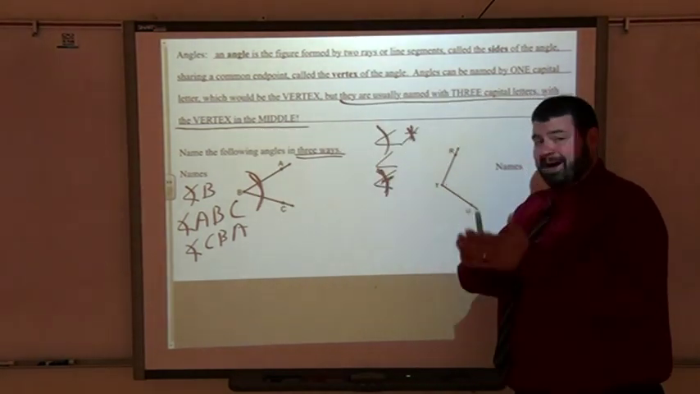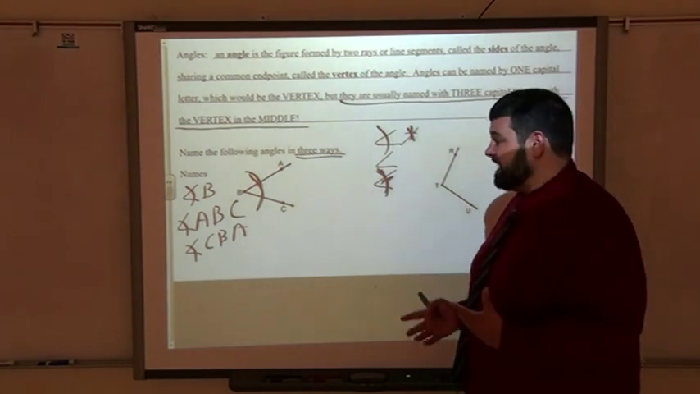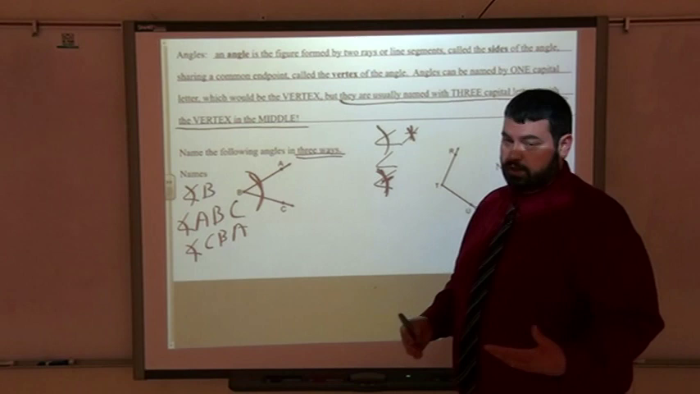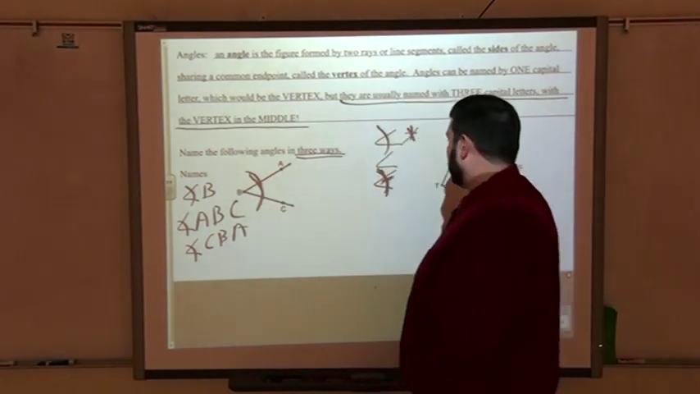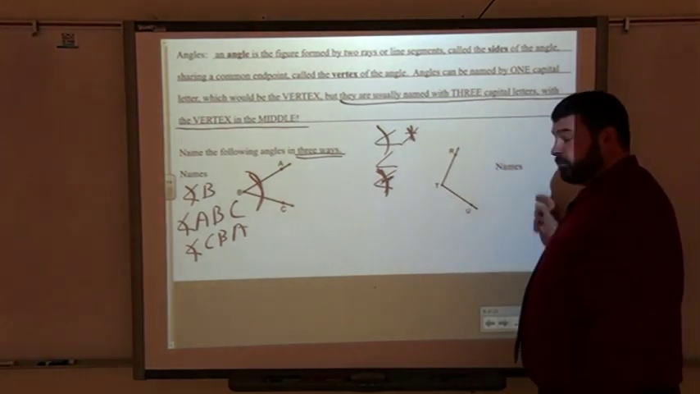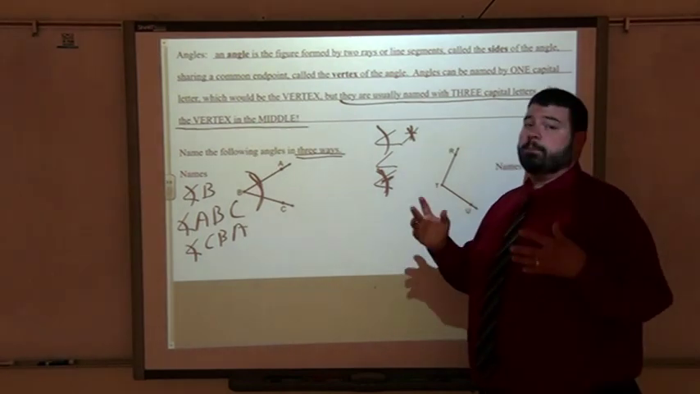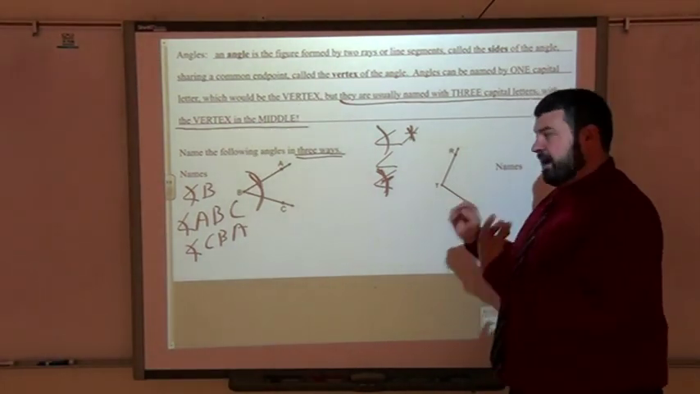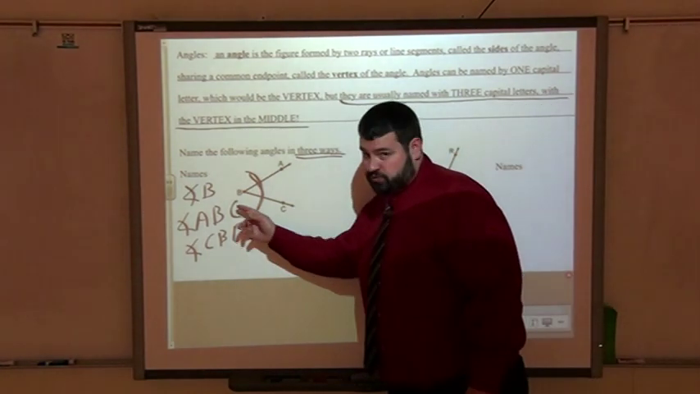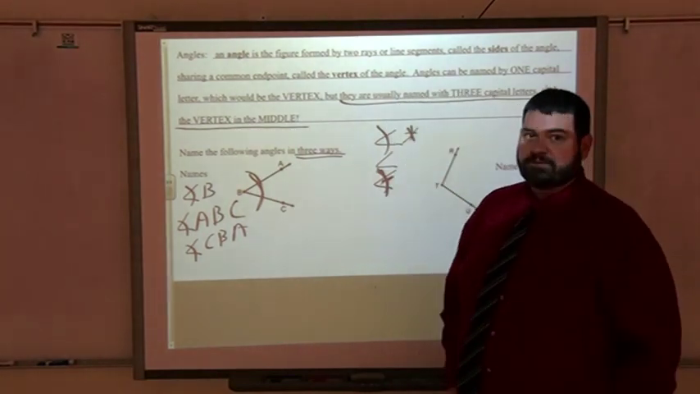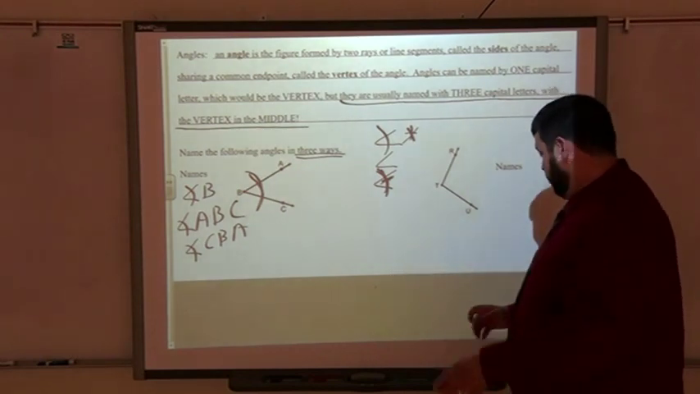Your vertex must be in the middle of the three letters. If I called that angle BAC, it would be a completely different angle. So we have to make sure we use the vertex in the middle. Okay? I'm actually going to leave this one for you folks to practice at home, because this is an extremely important part of today's lesson, believe it or not. It might sound easy right now, it might sound stupid, but this is how they're going to name these angles on our SOL, and sometimes we get confused about what angle they're asking for. So that's why knowing how to name these angles is extremely important.